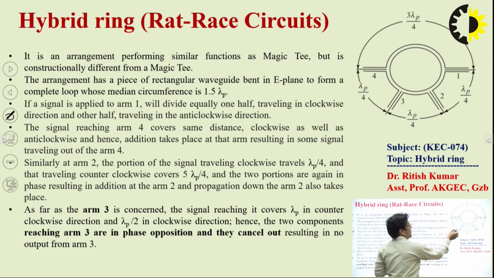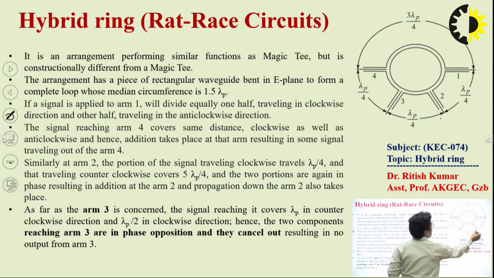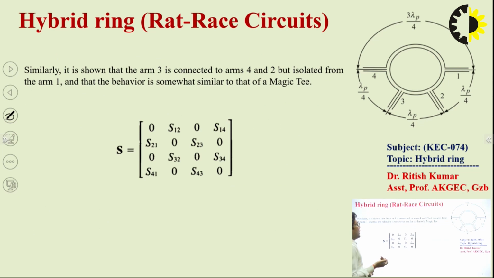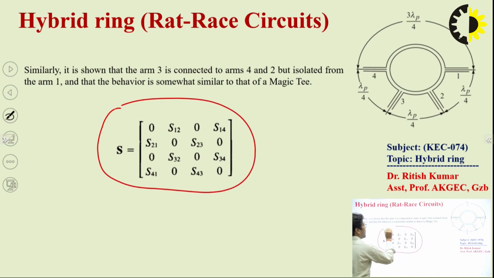For port number 3, we will have power at port number 2 and port number 4, but we will not have any kind of power at port number 1. This is the conclusion of this device. So if we find the scattering parameters, this is the overall scattering parameter of this device.